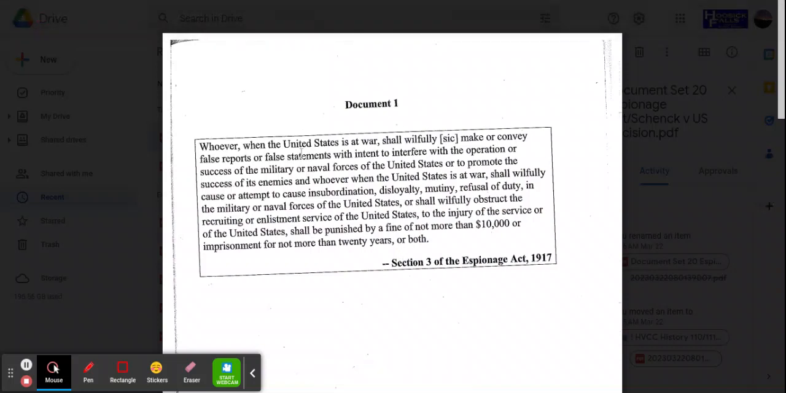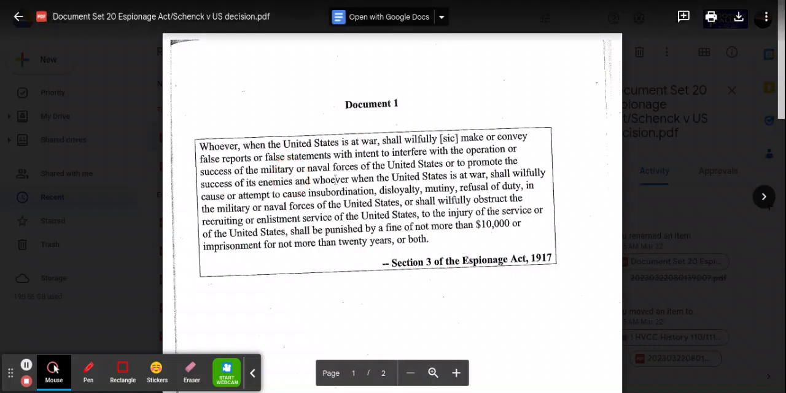Whoever, when the United States is at war, shall willfully make or convey false reports or false statements with intent to interfere with the operation or success of the military or naval forces of the United States, or to promote the success of its enemies.